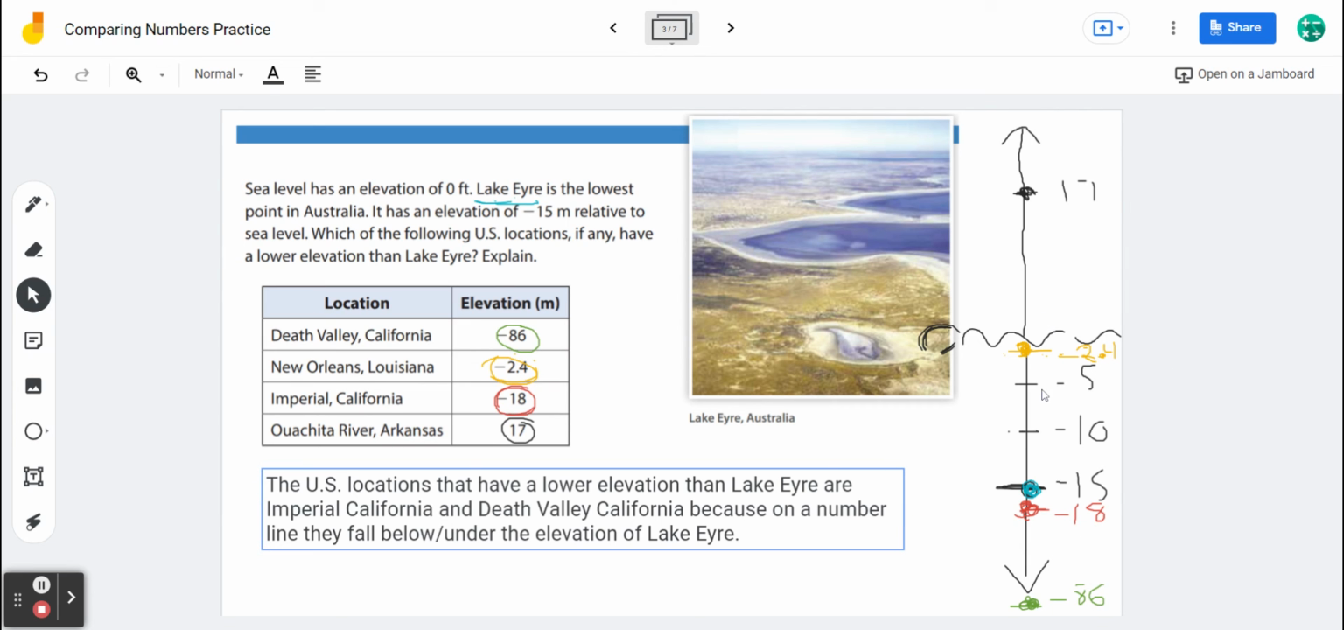When you draw a number line, you can reference your number line as your work. You can use it in your explanation. So the U.S. locations that have a lower elevation than Lake Erie are Imperial, California, Death Valley, California, because on a number line, they fall under, below the elevation of Lake Erie. They're under the negative 15.